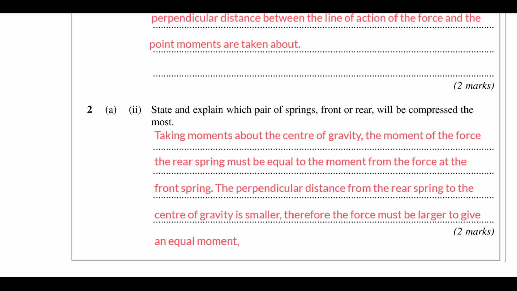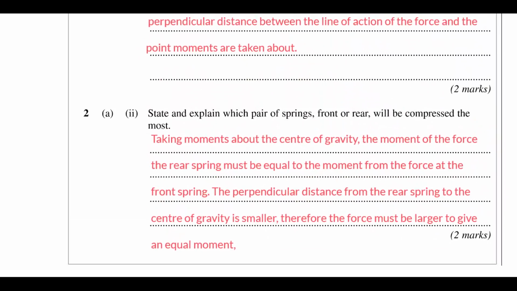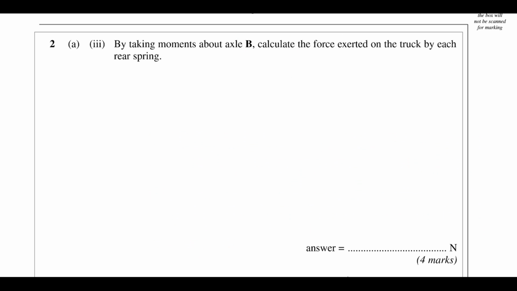I've probably been a little bit more detailed than I would if I was actually answering this question, but I just wanted to make everything very clear. So taking moments about the center of gravity, the moment of the force of the rear spring and the moment of the force of the front spring must be equal to each other if it's in equilibrium. The perpendicular distance from the rear spring to the center of gravity is smaller, so the force must be bigger to give the same moment. That's essentially the principles there. Okay, so let's move on to the next part.